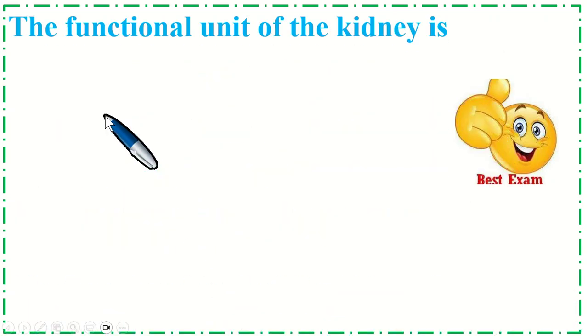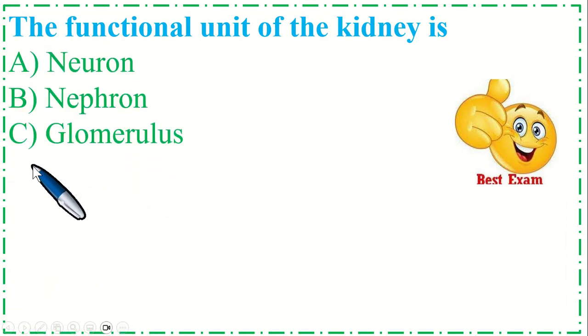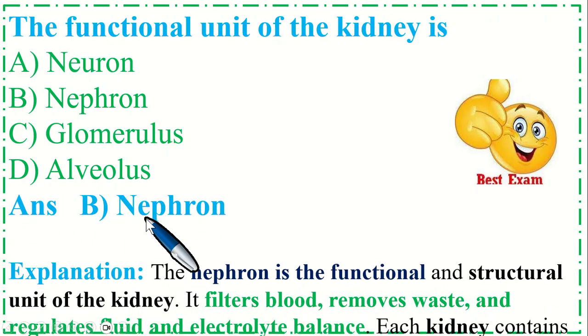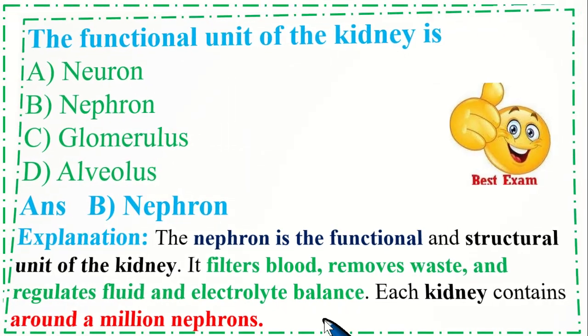So this is very important MCQs. The functional unit of the kidney is option A neuron, B nephron, C glomerulus, and option D alveolus. So the correct option is B, nephron. The nephron is the functional and structural unit of the kidney. It filters blood, removes waste, and regulates fluid and electrolyte balance. Each kidney contains around 1 million nephrons.